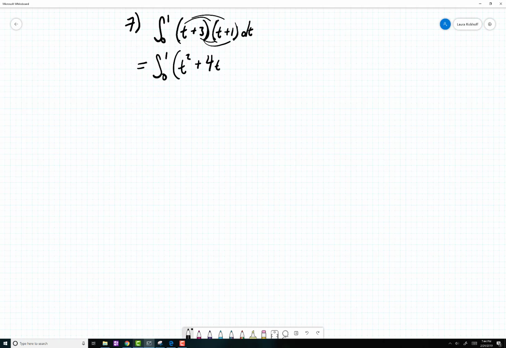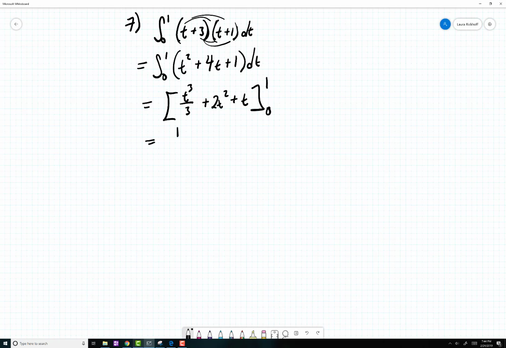It'll end up being 4t. And then when you add, that's a thing. I can take the antiderivative of each one of these. And that's okay. So adding, you can add the antiderivatives, but you cannot multiply the antiderivatives. So we FOIL that out first. And then we just evaluate this from 0 to 1.